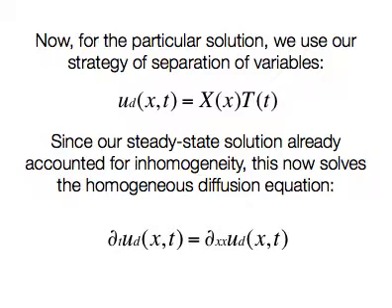But when we split it up this way, we can use that ansatz once we've already solved for a steady state solution. And that's because the steady state solution accounts for the inhomogeneity, and that means that u sub d is now going to solve the homogeneous diffusion equation that we're all familiar with and that I have written below.